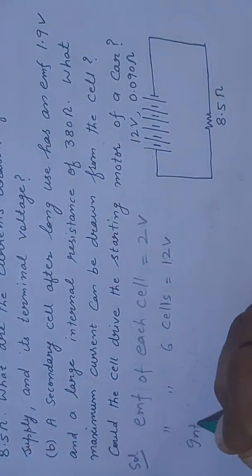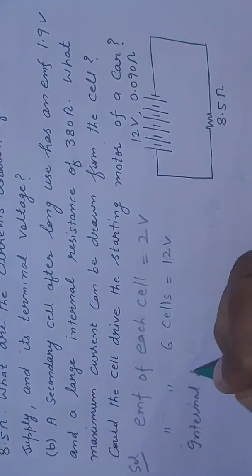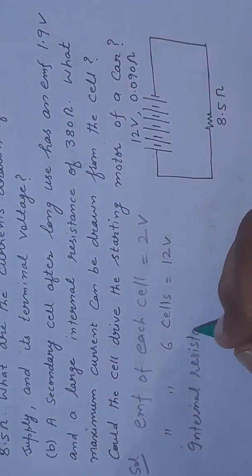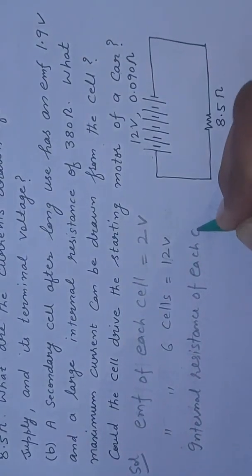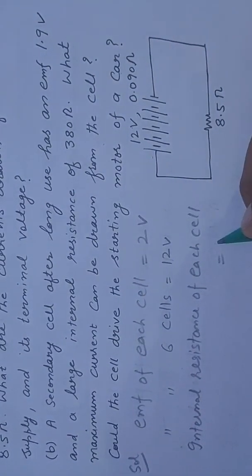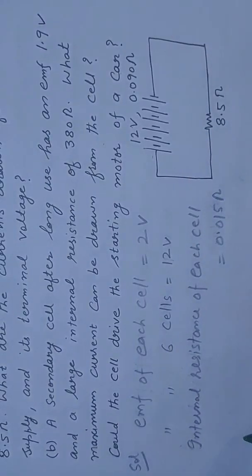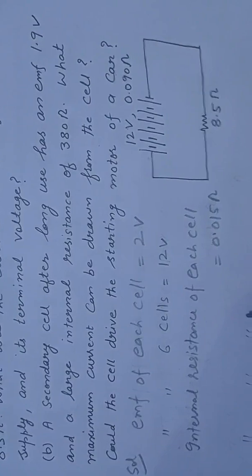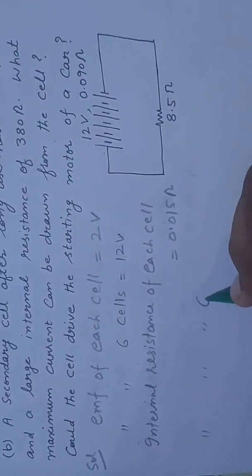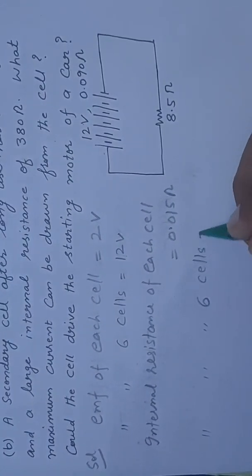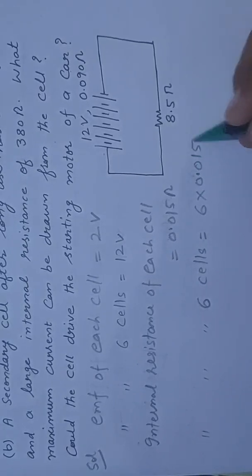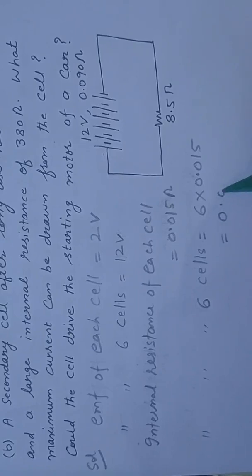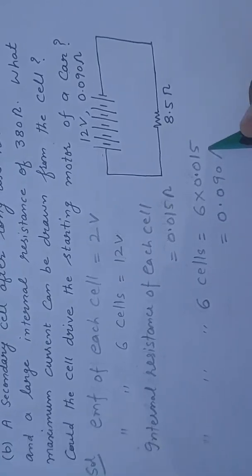Internal resistance of each cell is equal to 0.015 ohm. So internal resistance of 6 cells is equal to 6 into 0.015, that gives 0.090 ohm.